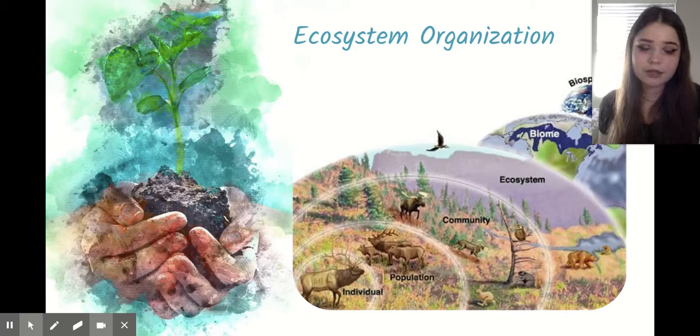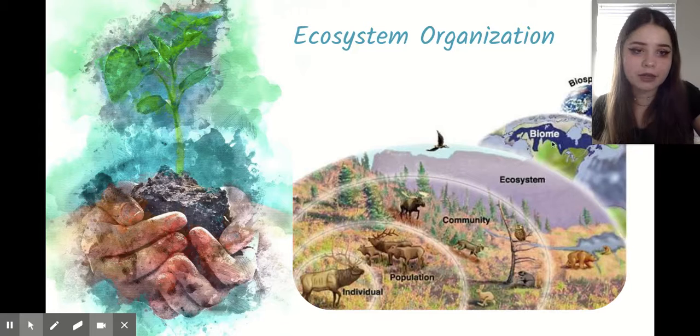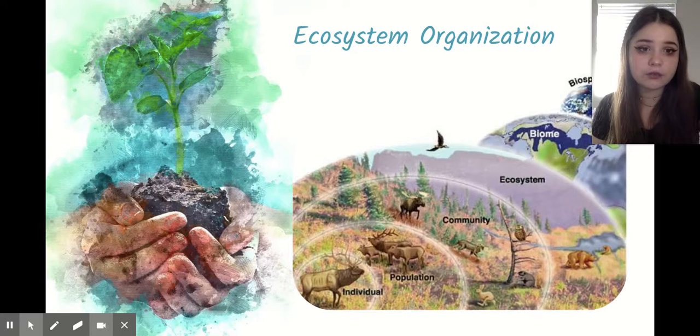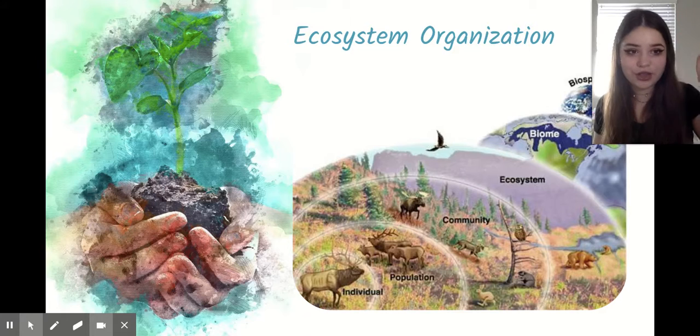And then a collection of different ecosystems that are around the same place and have similar climates is a biome. And the biosphere is all those biomes combined, so it's the entire Earth. You can see how you go from the individual all the way to all of Earth. I think it's pretty cool, that level of organization in life.